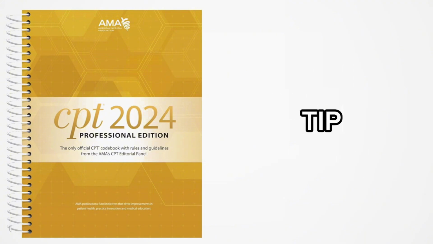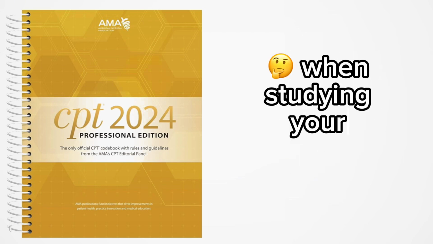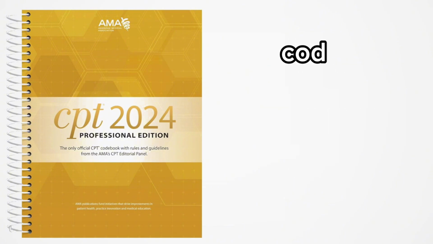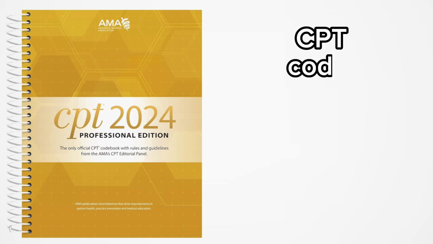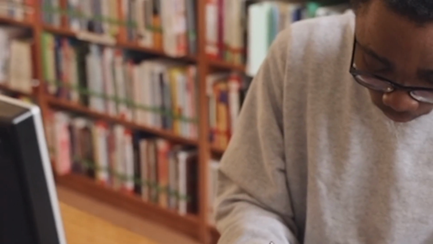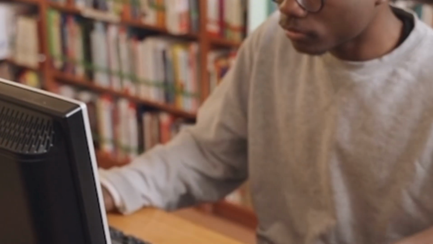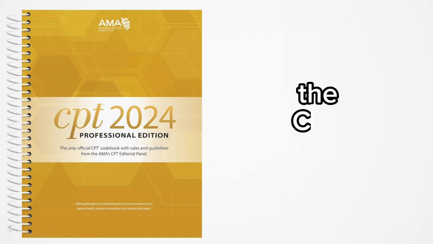All right, so one tip to remember is that the CPT categories that I mentioned earlier refer to the division of the code set. So keep that in mind when you are studying your CPT book. Also, the code sets are extremely large and include the codes for thousands upon thousands of medical procedures. Another thing to keep in mind is that CPT code is designed for flexibility and revision. So if you take a close look at the codes, you'll notice there are lots of space between the codes to accommodate this.